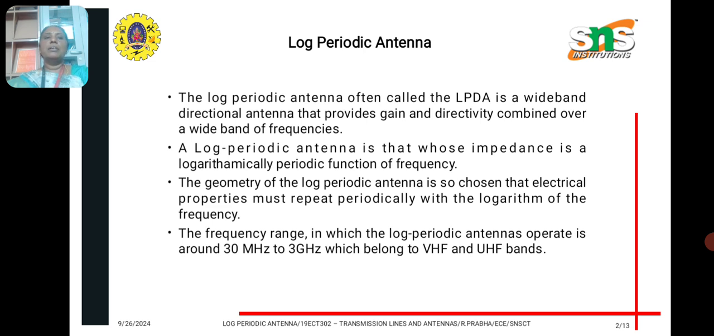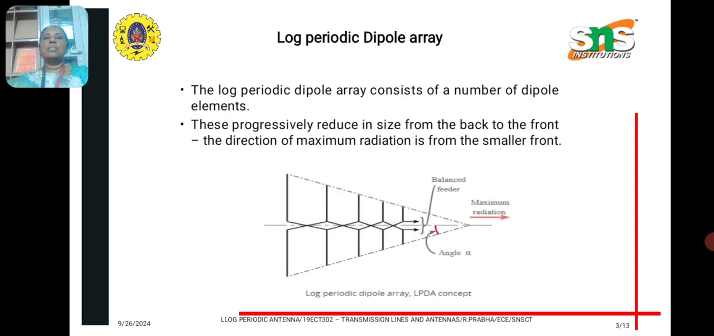A log periodic antenna is one whose impedance is a logarithmically periodic function of frequency. The geometry of the log periodic antenna is so chosen that electrical properties must repeat periodically with the logarithm of frequency. The frequency range in which the log periodic antennas operate is around 30 MHz to 3 GHz, which belongs to very high frequency and ultra high frequency range.